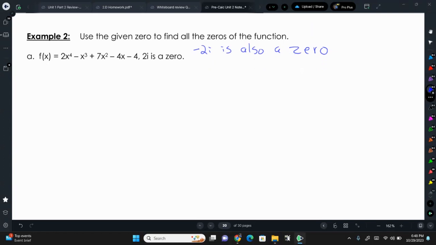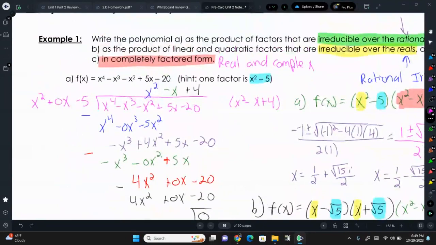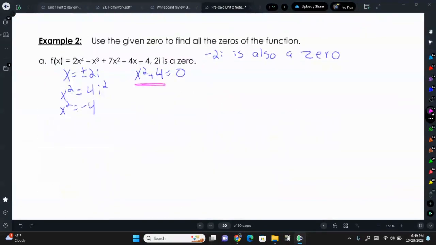We could say, okay, x equals plus or minus 2i. And then we square both sides. We say x squared equals 4i squared. x squared equals negative 4. And then when we add 4 to both sides, x squared plus 4 equals 0, which means that x squared plus 4 is a factor, and we could long divide like we did up here, and it might be a little bit easier.